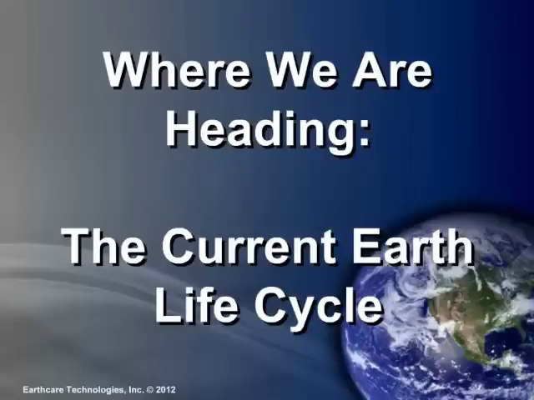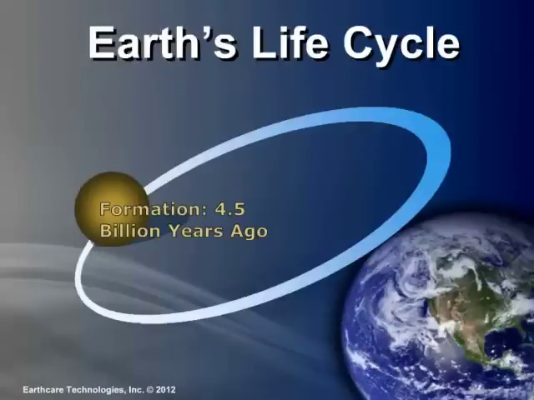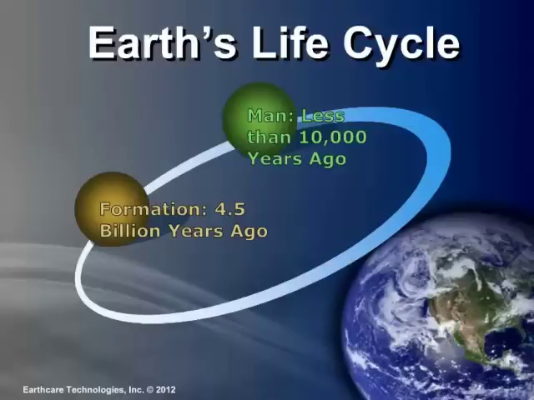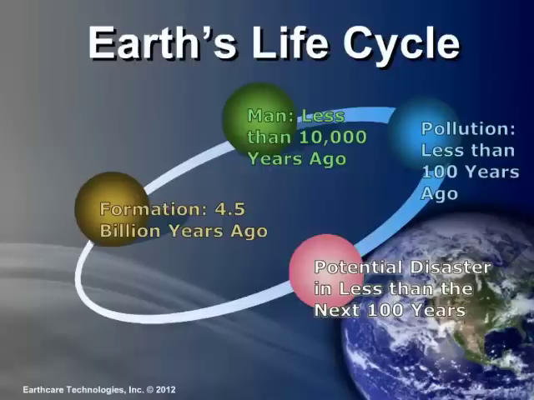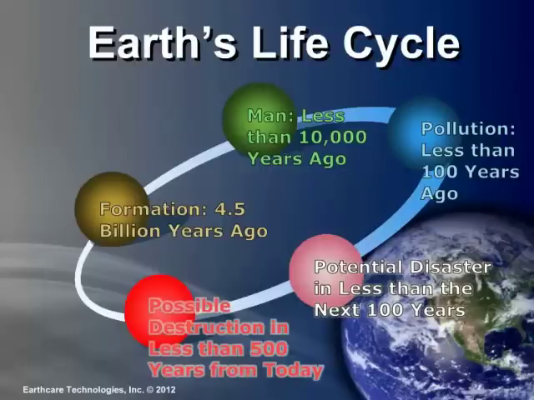Let's take a look at the current Earth life cycle and put it into perspective. The Earth was formed 4.5 billion years ago. The first human walked the planet less than 10,000 years ago. Pollution began impacting the Earth less than 100 years ago. Mankind now faces potential disasters within the next 100 years. And ultimately, our planet faces the possibility of destruction in less than 500 years.